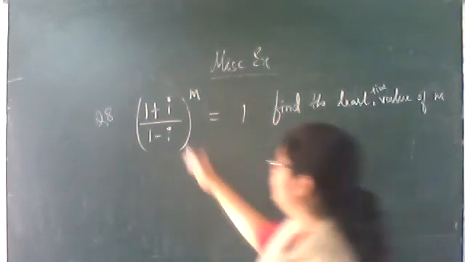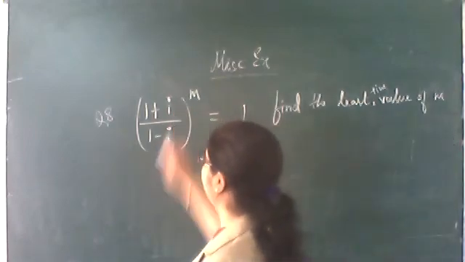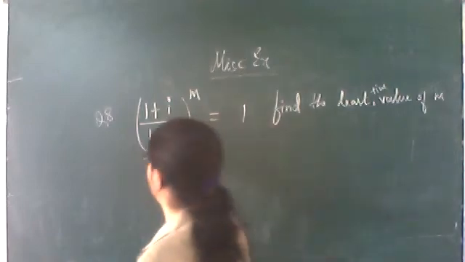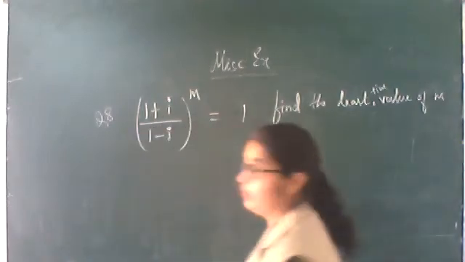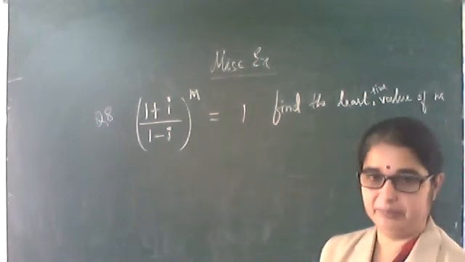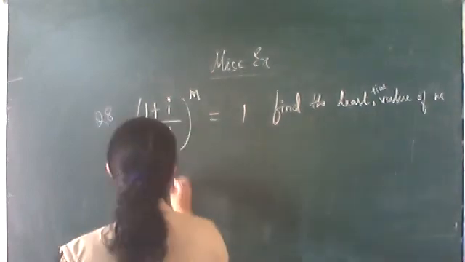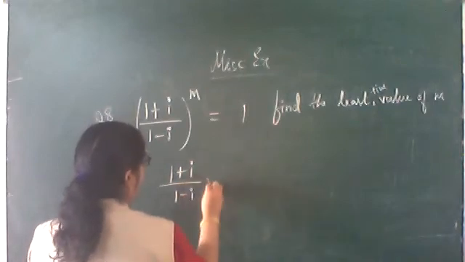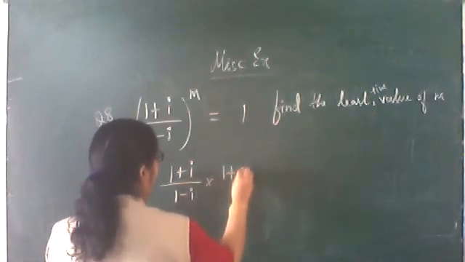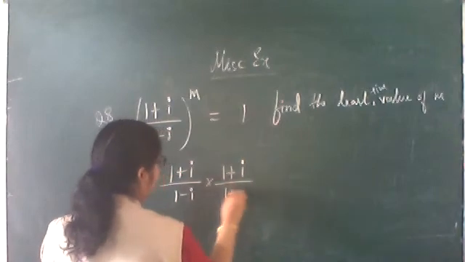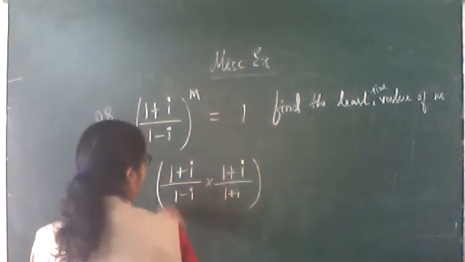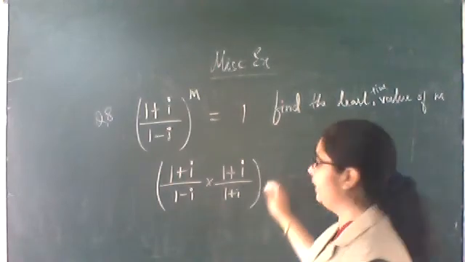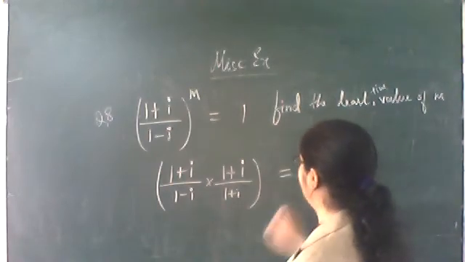Now you know that 1 plus iota upon 1 minus iota. First you solve this. How can we solve this? We know that whenever in the denominator we are having iota, we have to do rationalization. So what we are going to do? 1 plus iota upon 1 minus iota multiplied by 1 plus iota upon 1 plus iota. Can we do this way? Numerator and denominator, we have multiplied by 1 plus iota. It is equal to 1.